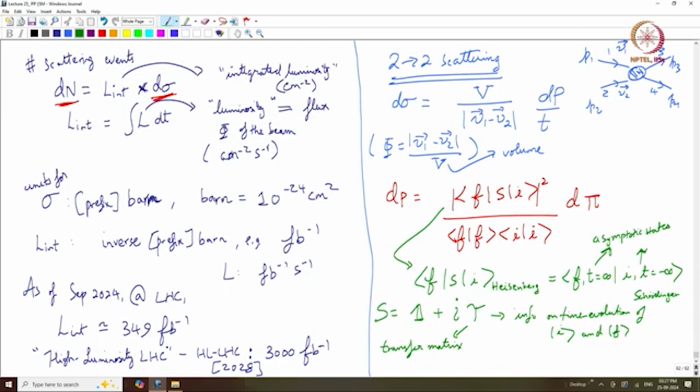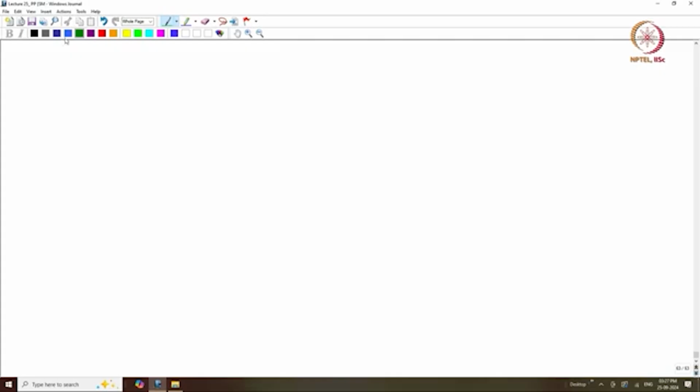Okay. So, given that I have to take the correct norm, that is what I have done in the denominator, right. I have taken the self norm of the final state and the self norm of the initial state also, and then I multiplied it with this weird d pi. What is that? That is another crucial ingredient in all this.